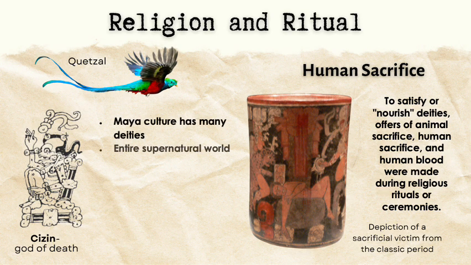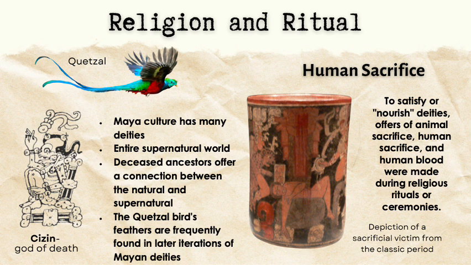So let's talk about Mayan religion and ritual. In Mayan religion, there are many gods or deities, and many of them have overlapping representations. For example, there are several gods associated with death, and pictured here on the left is Kisin, a Maya deity of death and earthquakes. There are several gods that are considered to reign over death, but this is the most prominent one.